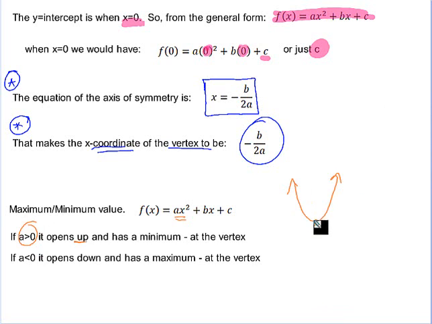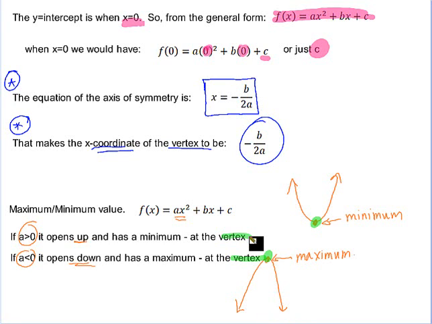And that makes us have a minimum value, because we have a point that could be the lowest possible point. If a is less than 0, that means we open down. So our parabola would look like this. And here, this would be called a maximum value because that would be our highest possible point. Regardless if we have a minimum or a maximum, though, those values always happen at the vertex.